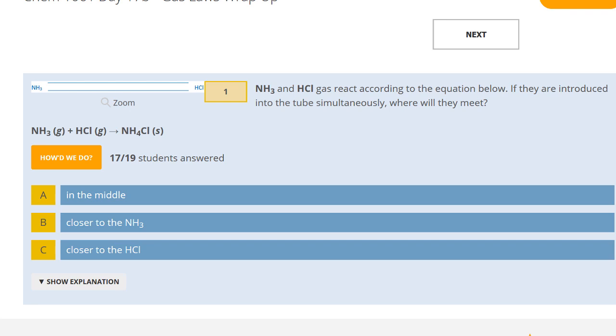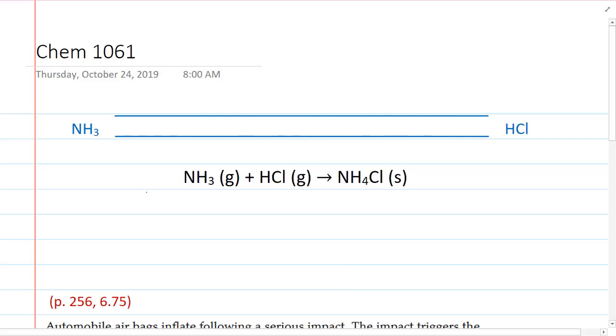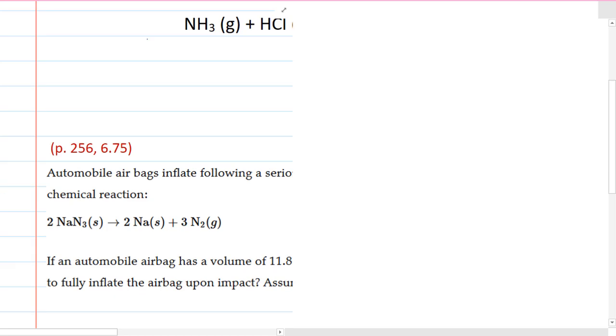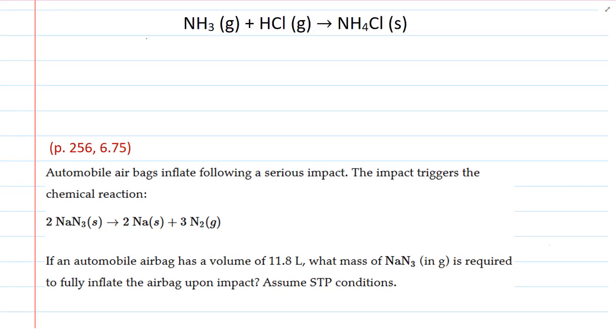Okay. So while we're doing that, let's do some work, and I think this is in your packet. I could be lying to you, but there should be a problem here, an airbag problem. Is there an airbag problem? Yes. All right. Let's do the airbag problem, and this is a legit airbag reaction.